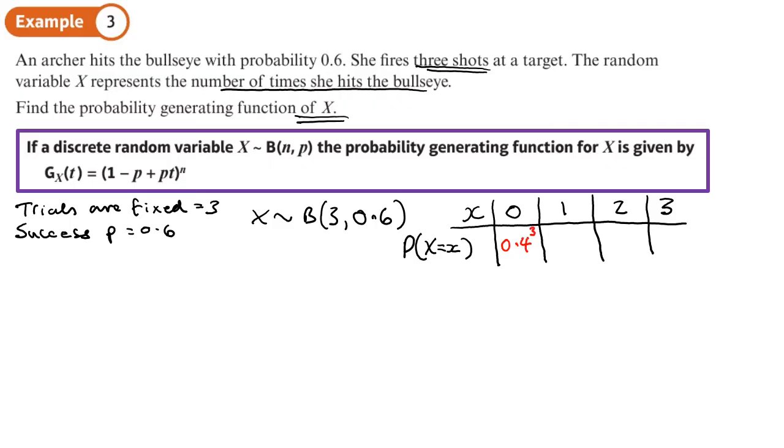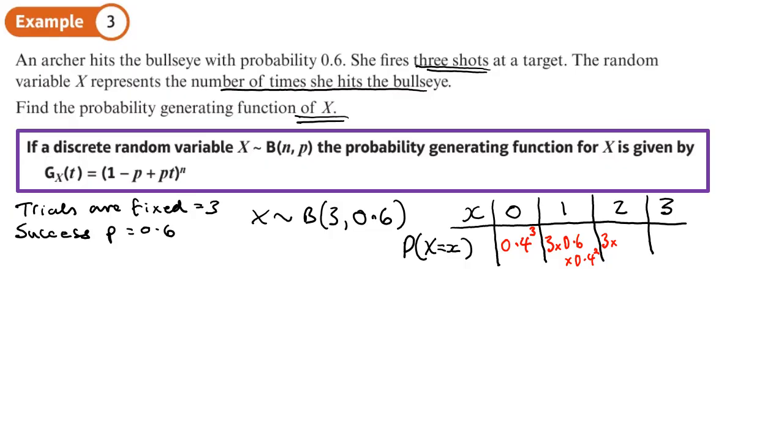If she hits the bullseye once, there are 3 ways in which she could hit it once: either on the first trial, the second trial, or the third trial. So that means 3 ways of hitting once, which means 1 success times 2 failures. You can probably see the pattern of the binomial here. Next one, the coefficient is going to be 3. So it's like 1, 3, 3, 1 basically.